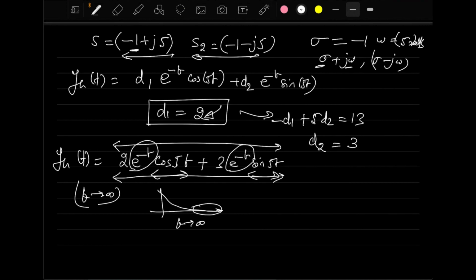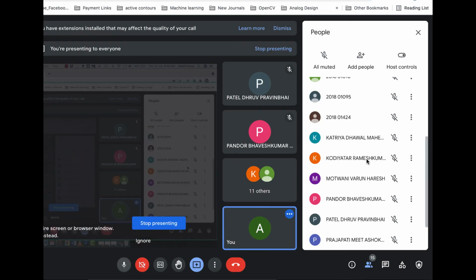So this finishes off all the cases for solving for the natural response of the system. If you have any questions, then we can discuss. Otherwise, we will leave the class today. Let me see how many of you are here.